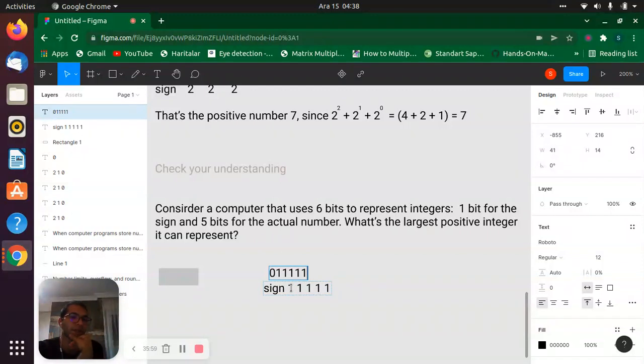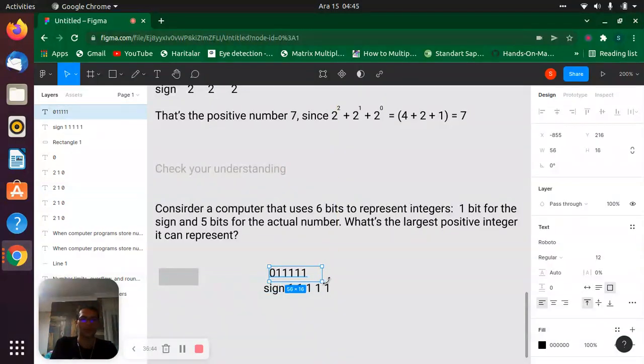What is the actual number here? What do you think? You just have to think about that, right? This is a really good question. This one is 31, okay? Because 16 plus 8 plus 4 plus 2 plus 1 will be 31. Our answer is 31.